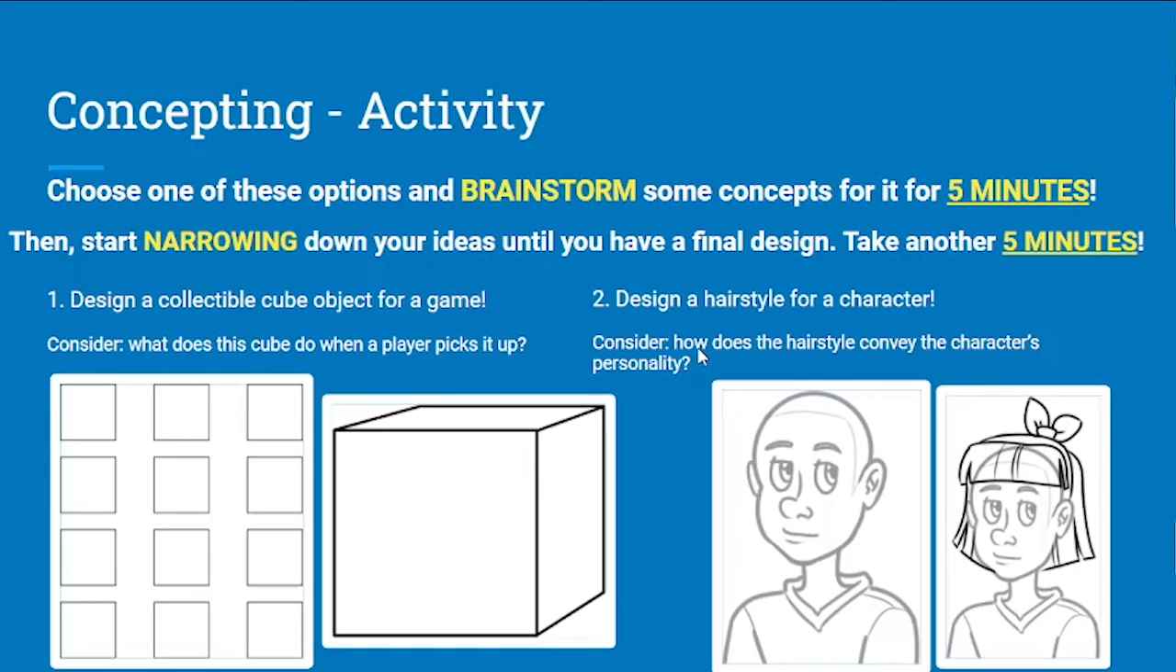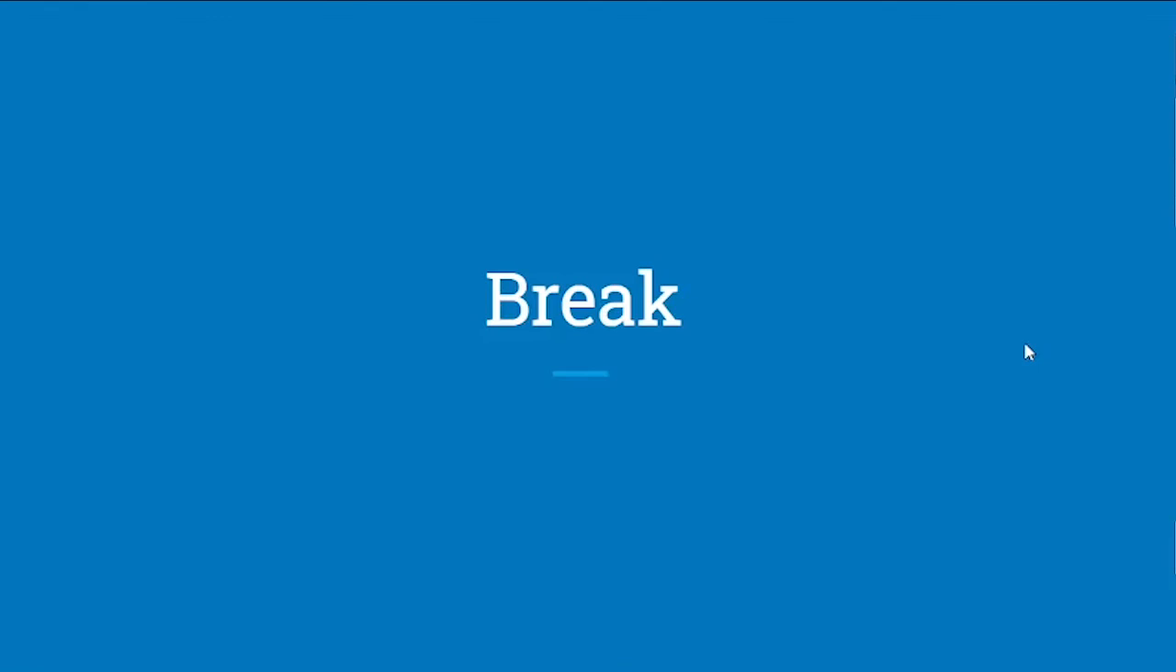And the second option that you could choose, if you don't want to do that, is you could design a hairstyle for a character. And we're going to talk a lot about character design later on. But the thing I really want you to consider while you're doing this is, how does the hairstyle that you've drawn convey the character's personality? Is their hair neat and tidy to suggest that they're kind of a prim, polite character? Or is it really wild and crazy to show that they're more carefree? Stuff like that. So go ahead and take 5 minutes. If you look in your binders, you'll have all the papers for these activities, and you should have pencils as well. Go ahead and brainstorm some concepts for one of these two options.